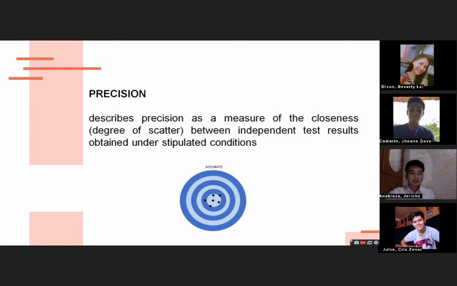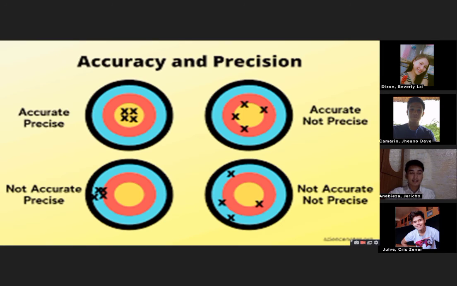So that's it. I have here an example of accuracy and precision. As you can see here, the arrow is placed near the target value. So it is accurate and precise.